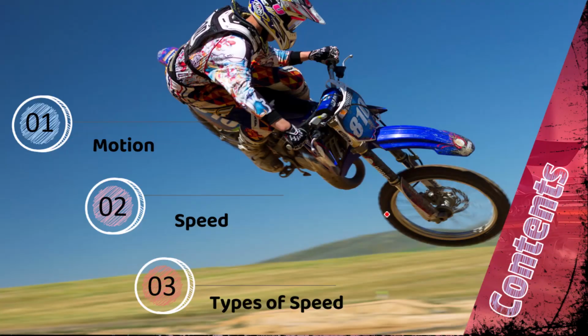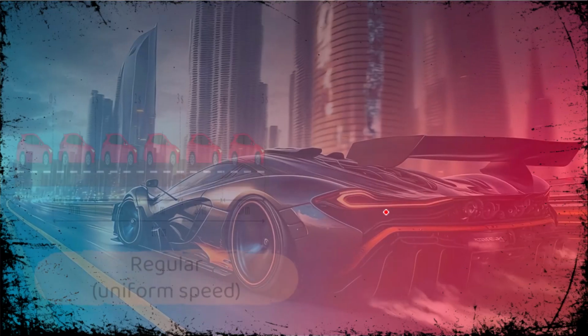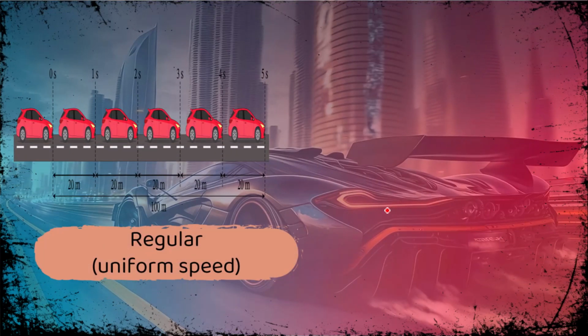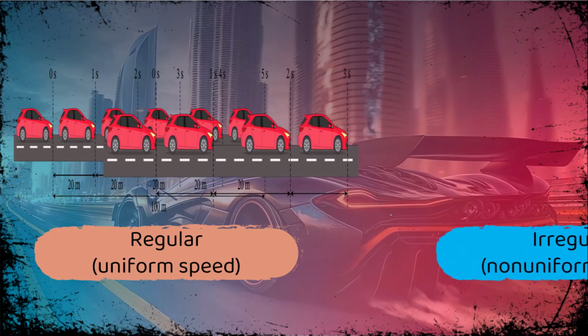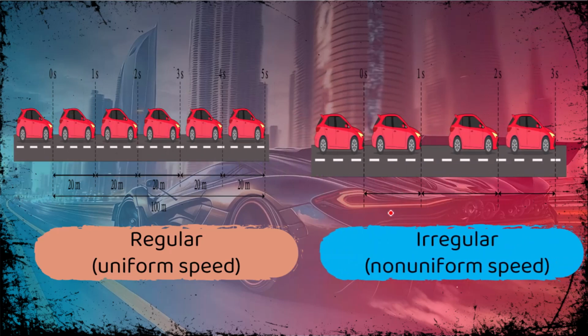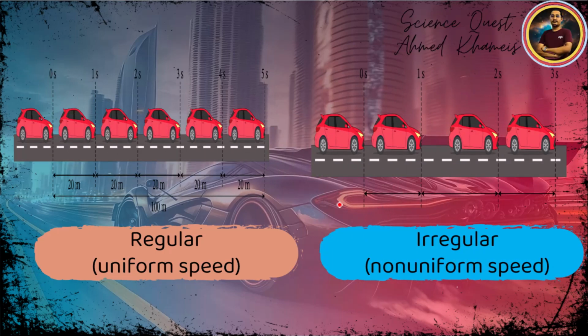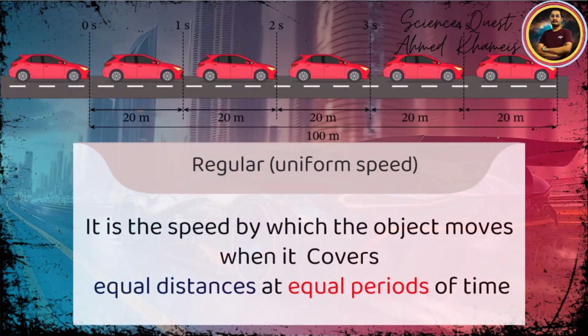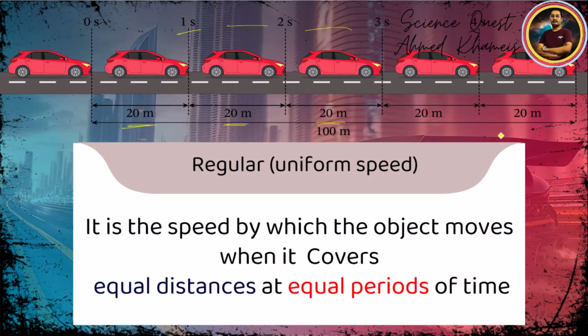What are the types of speed? We have two types: regular or uniform speed, and irregular or non-uniform speed. The regular or uniform speed is the speed by which the object covers the same distance, or equal distance, at equal times.